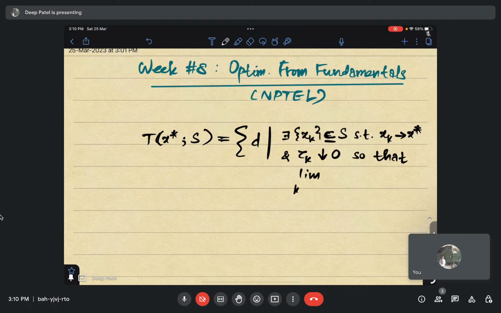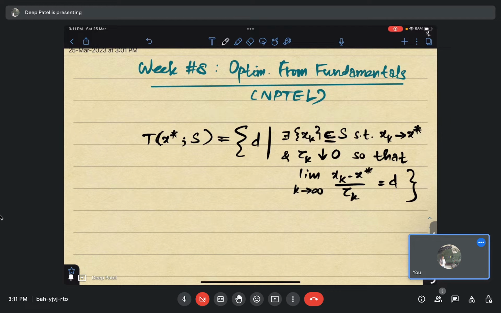Just a small doubt. The down arrow means it approaches zero from the plus direction, right? Yes, decreasing to 0, decreasing and converging to 0. Okay, so x_k minus x star equals tau_k times d.